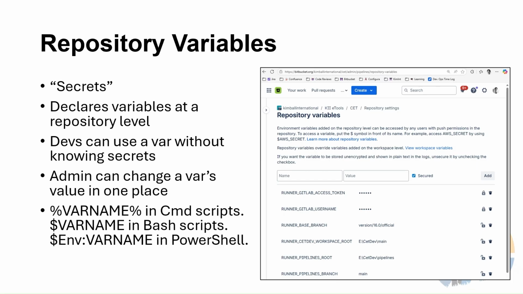So what's really nice about this is that an administrator can change the variable's value in one place. So here I can say we transition from base branch 16.0 official to 16.5 official. I can come in here, change that base branch here, and now it doesn't matter what contents is within the YAML file of any of the developers' branches. Every time the pipeline gets run, it will pull this 16.5 value. So it's nice that you can change it in one spot.